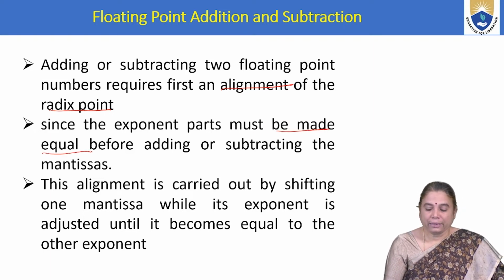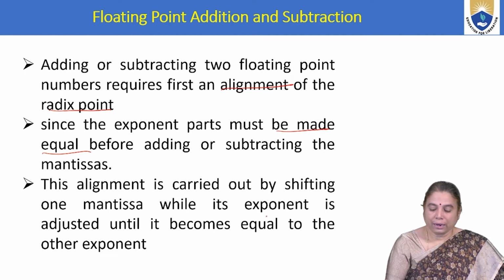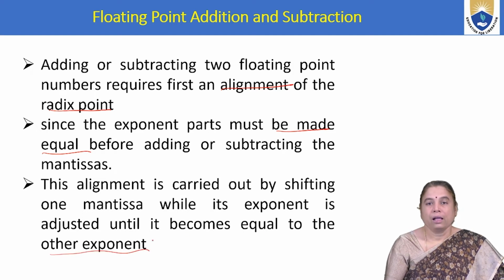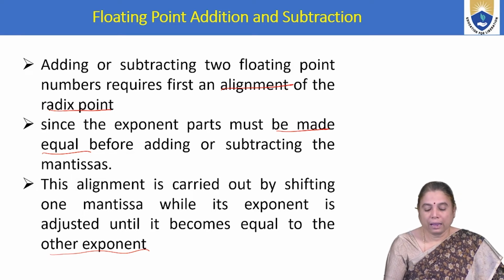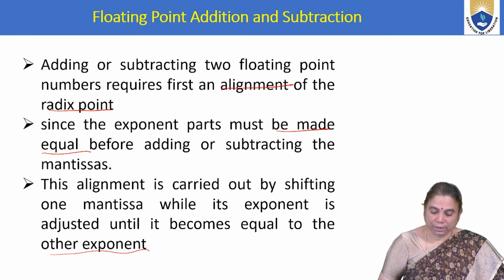This alignment is carried out by shifting one mantissa while its exponent is adjusted until it becomes equal to the other exponent. How can this normalization be performed? With the help of the shift operation. So we have to shift left or shift right in order to get equivalent exponent values before performing the addition or subtraction.